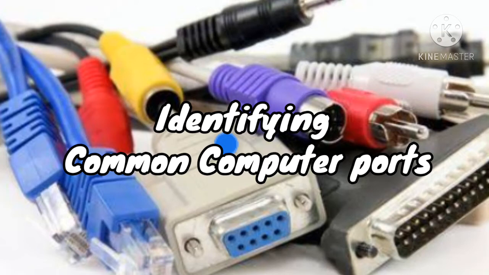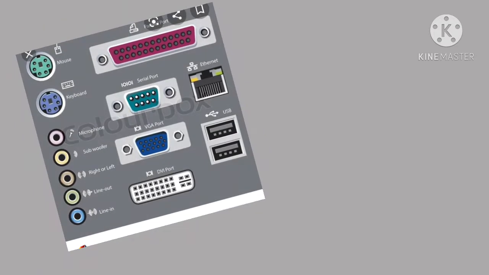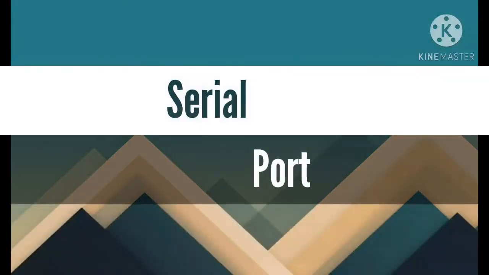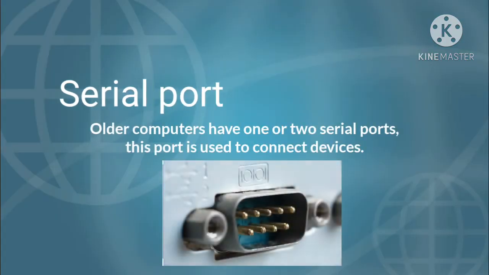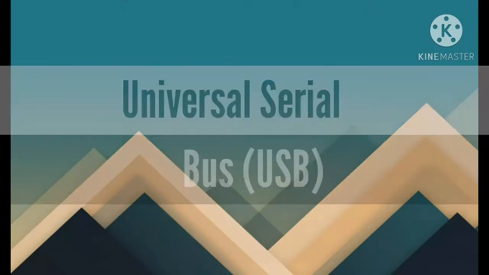Identifying common computer ports. Start by looking at the different types of ports on the back of your computer. First, we have serial port. Older computers have one or two serial ports. This port is used to connect devices such as modems and control systems to your computer.